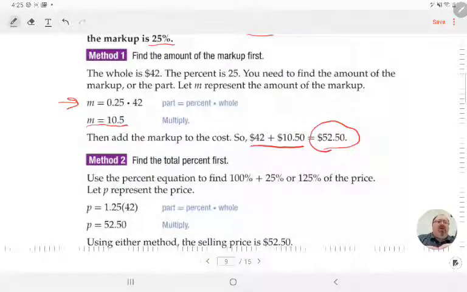The other way I could do that is I know what the store pays is 100%. Then they're going to mark it up, or increase it, by 25%. So that would be 125%. And then I can simply multiply that by what the store pays. So 1.25 times 42 gives me 52.5, or $52.50. It's the same answer. You can do it either way. It's just two ways to come up with the same information. So it's your choice how you decide to do it.